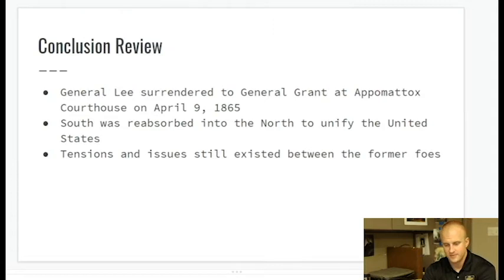Wrapping up this conflict, it was very bloody, a lot of chaos going on, and very divisive to the country. Eventually, General Lee will be surrendering at the courthouse at Appomattox on April 9th, 1865. And it was at this point that the South, or the Confederate States, were reabsorbed into the Union to become a part of the U.S. once again.